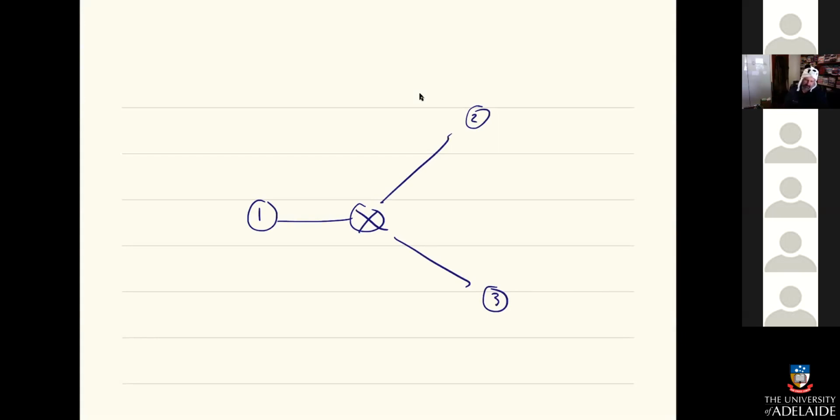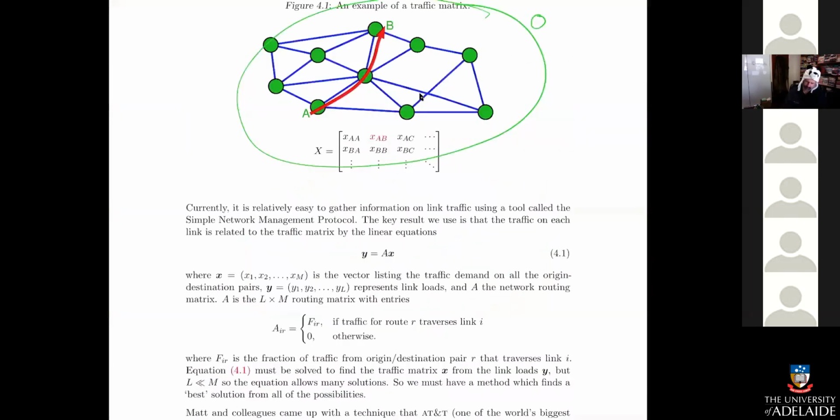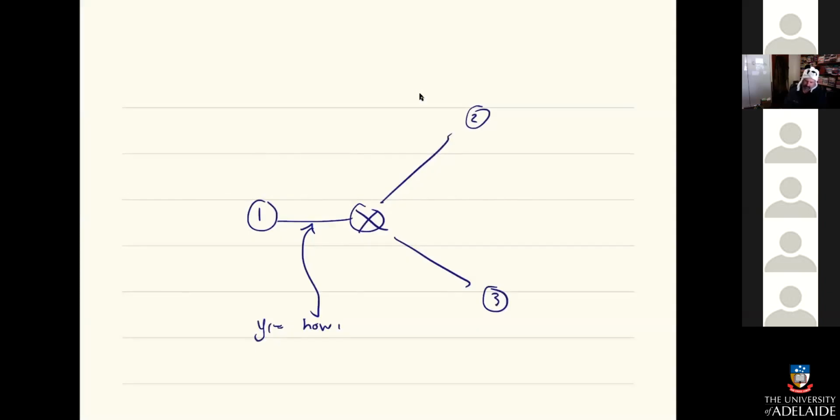And imagine that I can measure how much traffic, and likewise, this is going to be Y3, this is going to be Y2. So imagine I can measure those things, and in practice on a lot of computer networks, that's pretty easy to do. It uses a protocol called SNMP, the Simple Network Management Protocol, and you could probably set that up yourselves on your own home network with a few hours work.